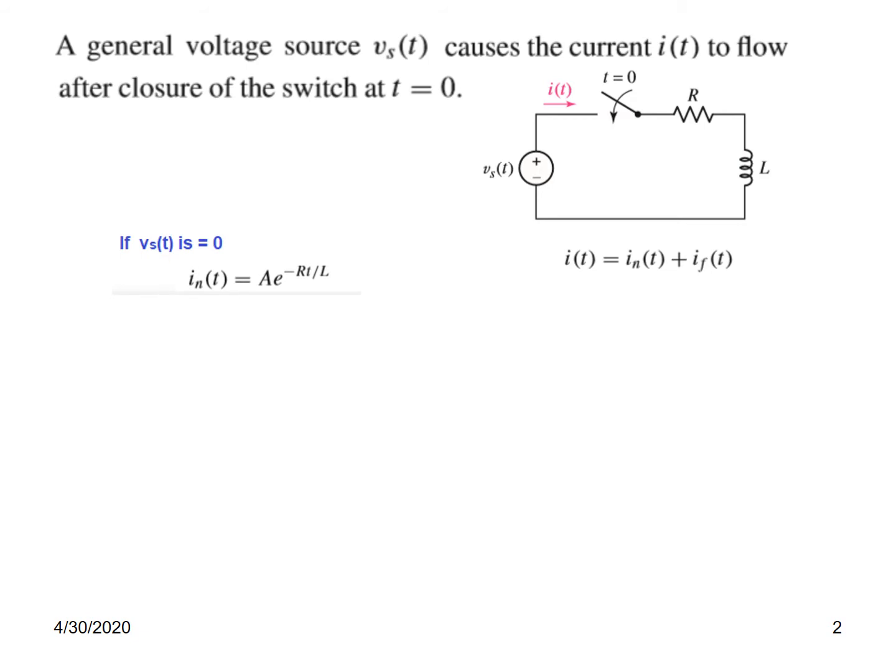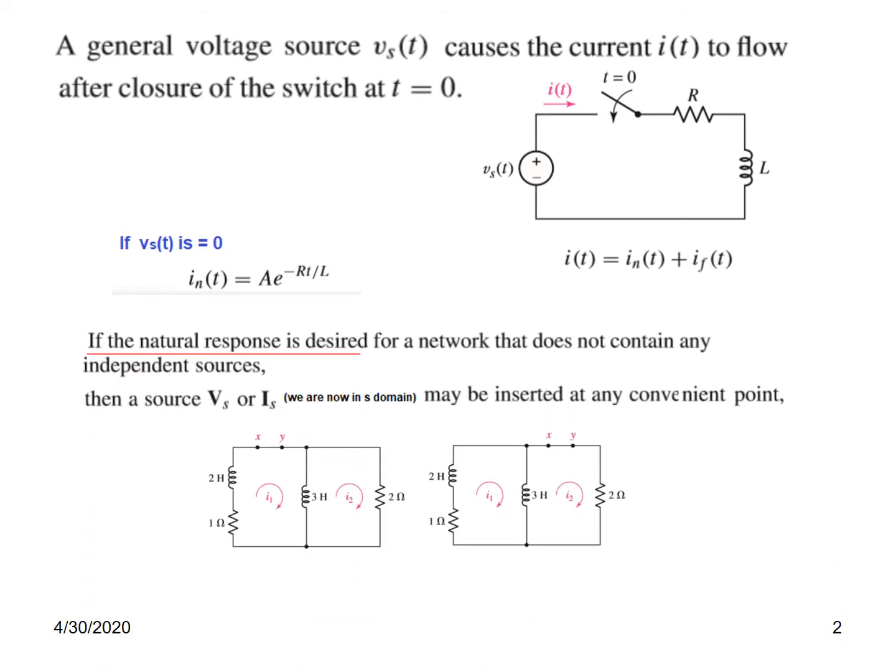So if the source Vs(t) is zero, then the natural current can be given by this formula: constant A, e raised to the power minus Rt over L. I'm sure you will be able to recall how we get this formula.